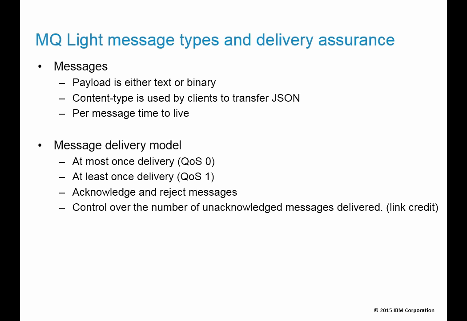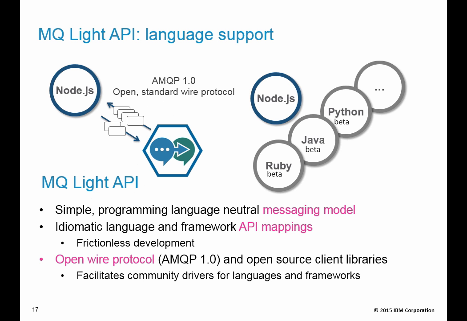Finally, you can acknowledge or reject messages as well as take control over the number of unacknowledged messages delivered or linked credit. On this slide, we will talk a little bit about the languages that are supported by MQLite. Some of them are Ruby, Python, and Java.